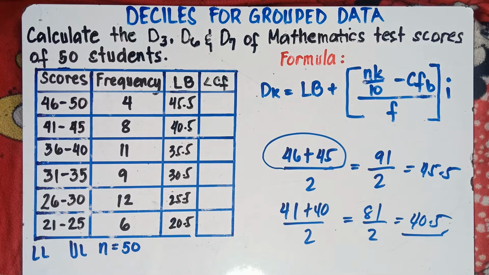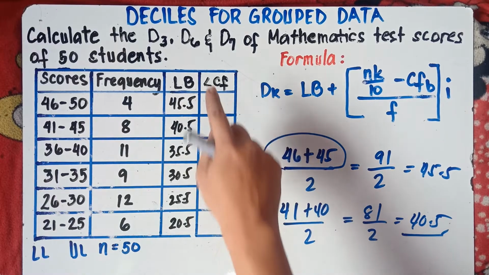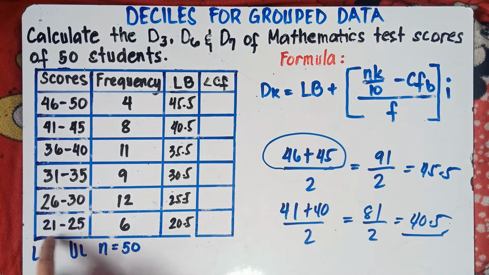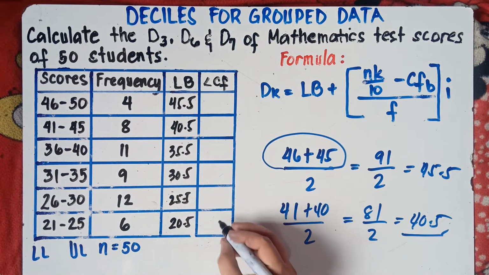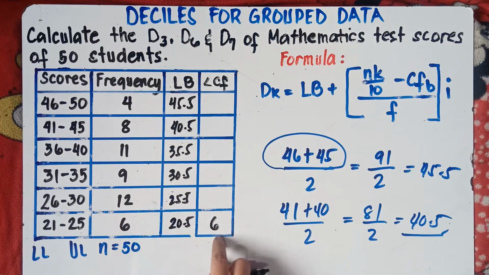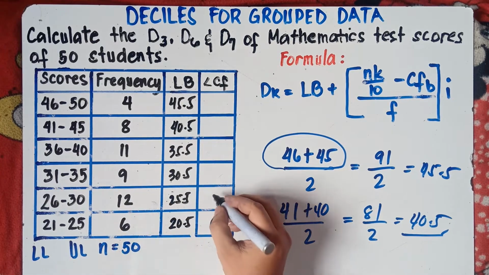Alright, so less than cumulative frequency. To get less than cumulative frequency, you start at the lowest score. So our lowest score, that would be 21 to 25. You copy the frequency of the lowest score, class. So copy 6, then you add diagonally. 6 plus 12, that is 18.